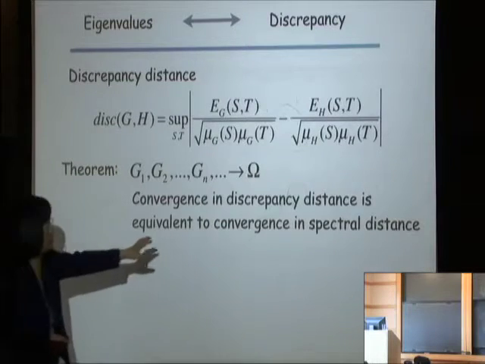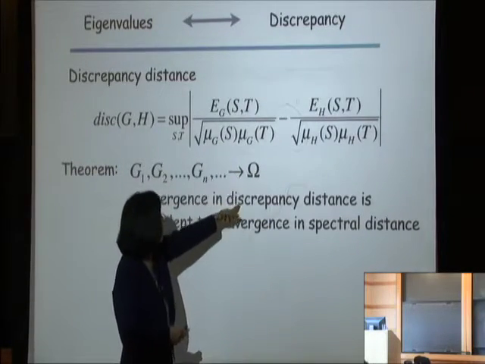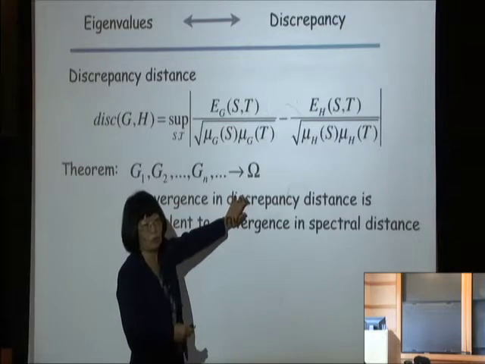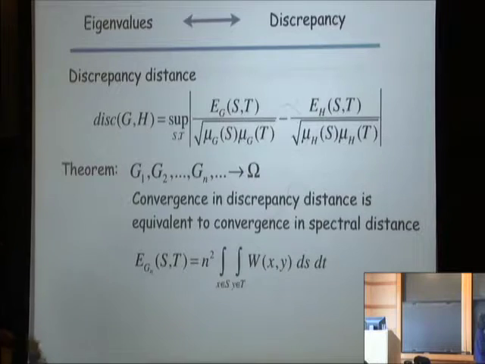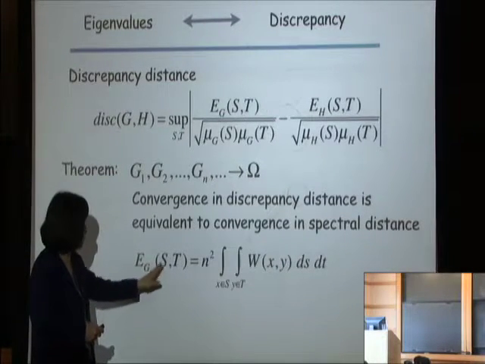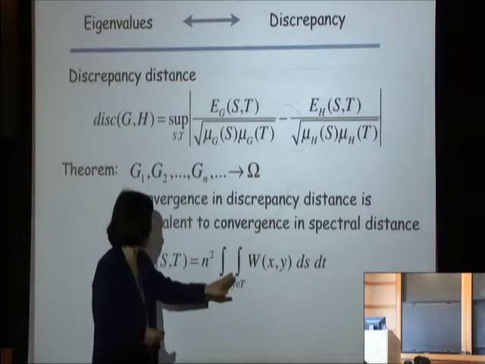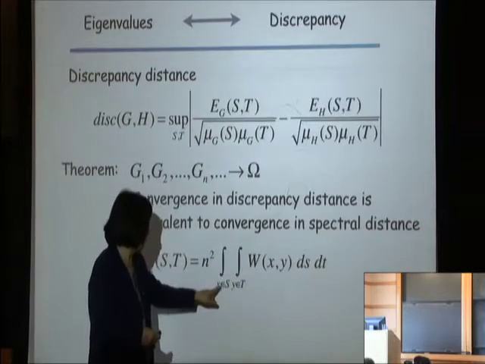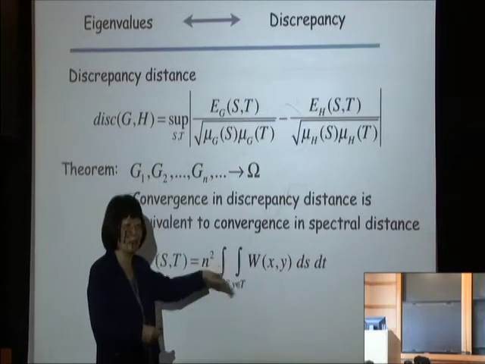Okay? So I want to say convergence in discrepancy distance is equivalent to convergence in spectral distance. We define the convergence in spectral distance. I want to say convergence in discrepancy distance, which is the normalized cut norm, are really equivalent. So one way to think of it is that the number of edges between S and T, if I use W, it is sort of like this. And here, I actually take the little measure, so I have to put n squared to put it back.